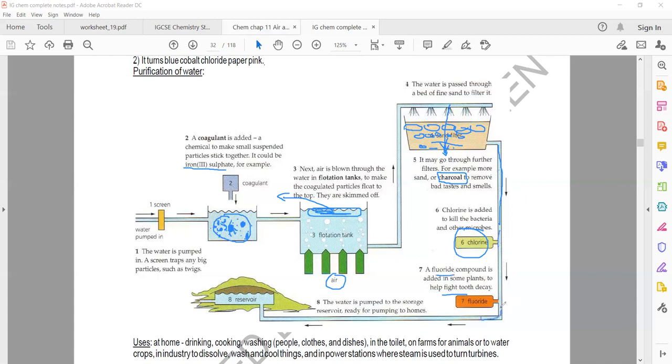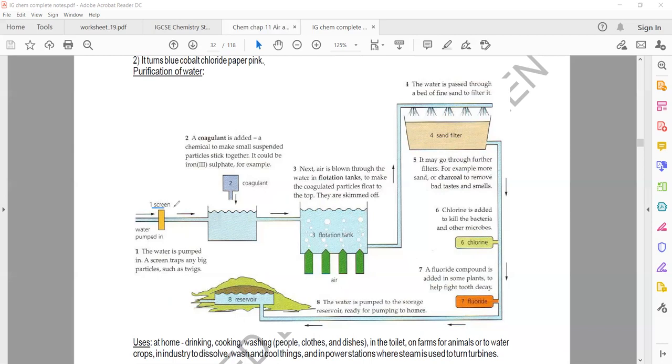And this water is pumped to the storage tank and then travels to be used in our homes. Is the process of purification of the water clear?